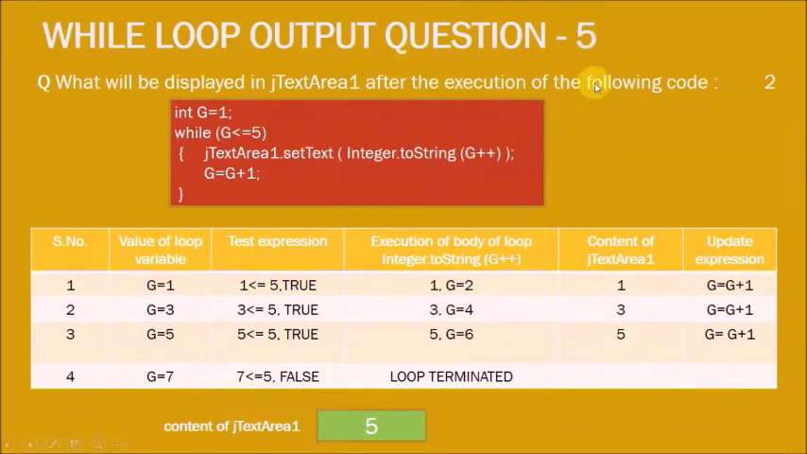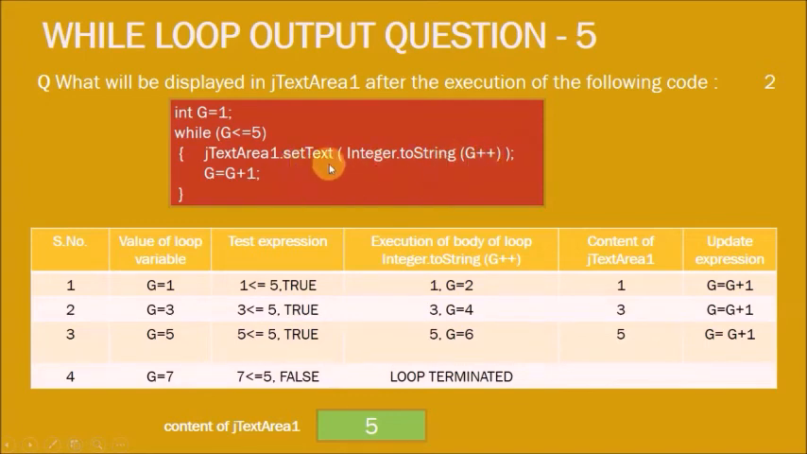Now let us do one more variation of the same question. This is output question 5. So again, we have to find what will be displayed in JTextArea1 after the execution of this loop. Let us read the question first. Int g is equal to 1, while g less than equal to 5, JTextArea1 dot setText Integer dot toString g plus plus, and g is equal to g plus 1. So again in this case, this is a post-increment operator. So we will first use the value and then change it.